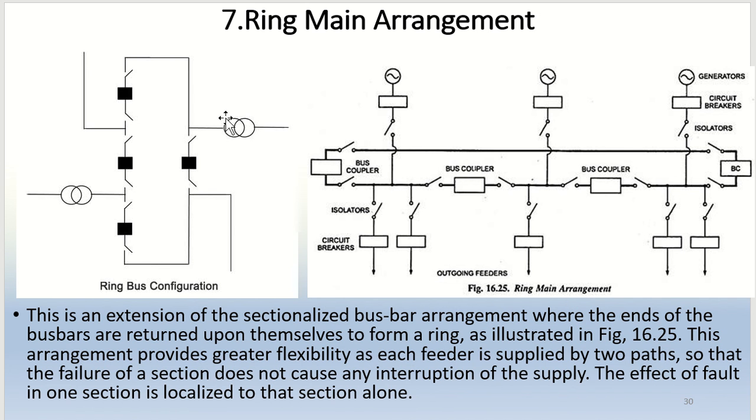Coming to the last arrangement, that is the ring main arrangement. This is an extension of the sectionalized busbar arrangement where the ends of the busbar are returned upon themselves to form a ring like this. If you see the actual figure, this is the ring main arrangement where there are many bus couplers arranged over here. This arrangement provides greater flexibility as each feeder is supplied by two paths, so that the failure of a section does not cause any interruption of the supply. The effect of a fault in one section is localized to that section alone.